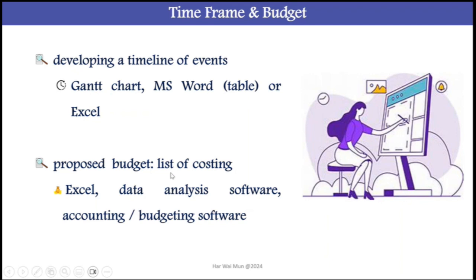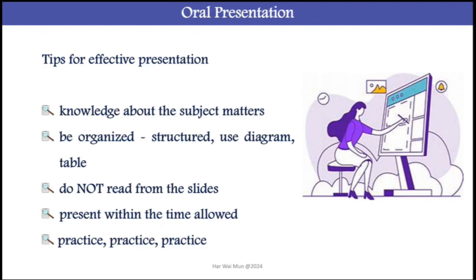Right? Of course, for budgeting you can use Excel, data analysis software, accounting software. There are some budgeting software, right? A lot of software. If you know it, then you can use it. In this case, the costing you have to follow. If you want to apply for Utah RS, they have their own itemized costing you have to fill out. Okay. So far so good.